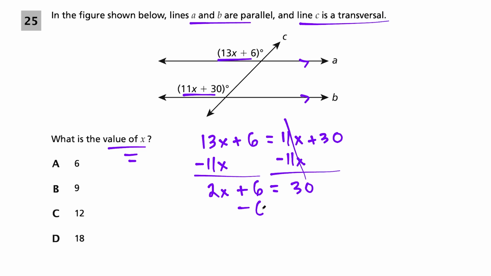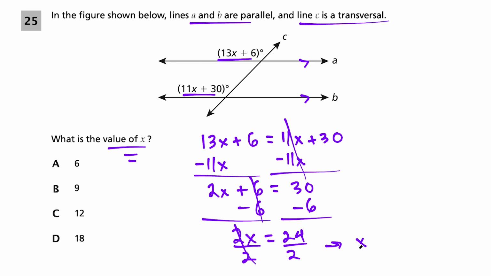Now I'm just going to do minus 6 on both sides to get rid of that plus 6 on the left. And now 6 minus 6 cancels. We're left with 2x equals 30 minus 6, which is 24. And now we just have to divide both sides by 2 to get rid of that 2 in front of the x. And that tells us x is equal to 24 divided by 2, which is 12. So x equals 12. Choice C is going to be our answer.